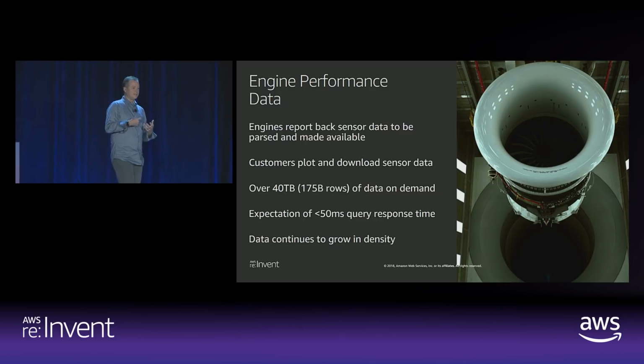So this provides about 40 terabytes of data to the customer to have access to 24/7, to be able to log in, look at an engine, look at a collection of engines, and then download that data, or even download their entire data set, gigabytes of data at a time, to have on hand or to use in their own processes. So this is about 175 billion rows of essentially time series data from our engines as they're flying.